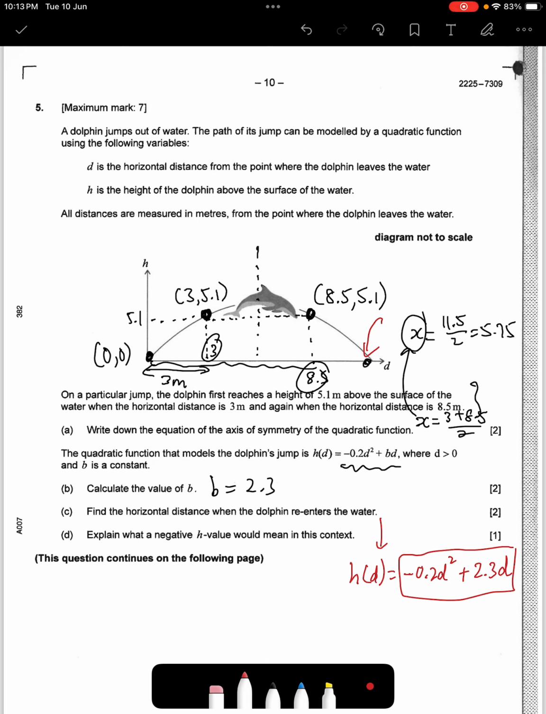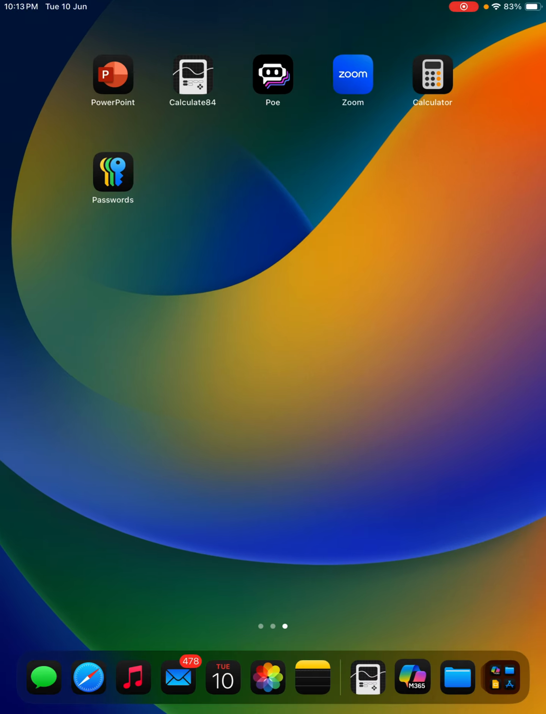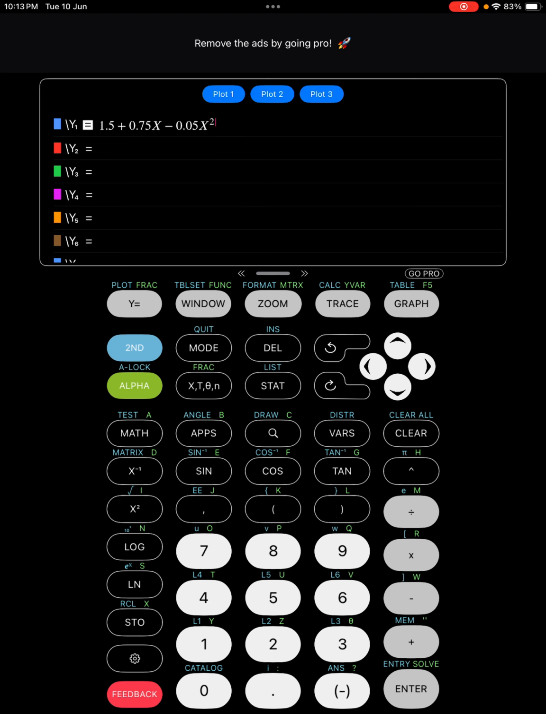So what is stopping us from putting this onto our GDC? Let's do it. Then we're going to find the x-intercept, which is like the zero on your TI-84 calculator if you're using that. I'm going to go back to the calculator and plot my graph here. So it'd be negative 0.2. Since I can't put a d, I'm just going to put an x in this case. Then plus 2.3x. So that was the equation of the graph. I'm going to graph it.